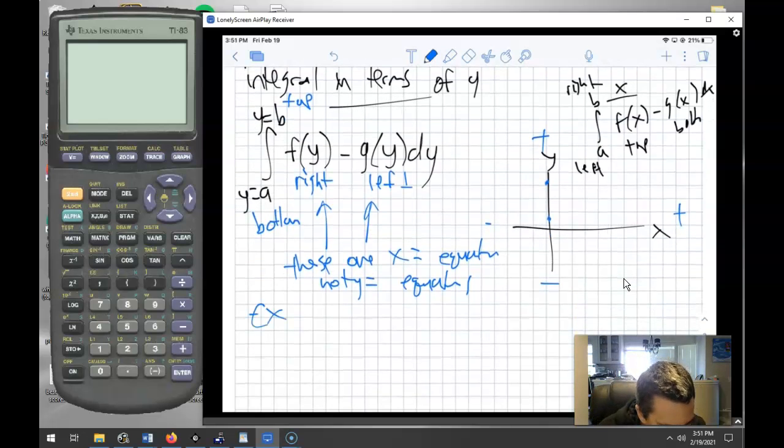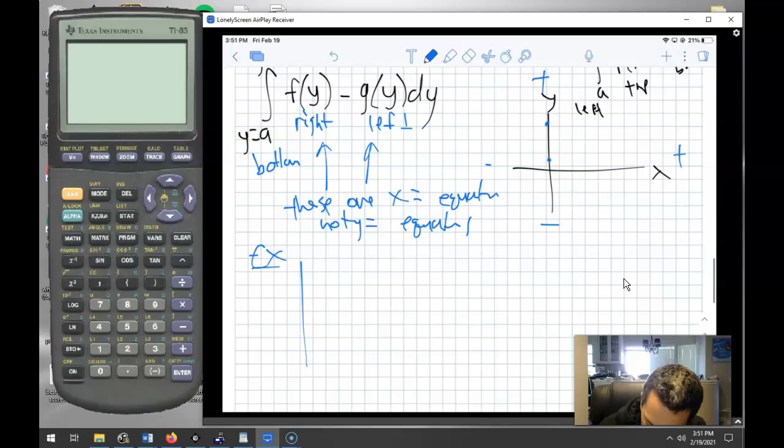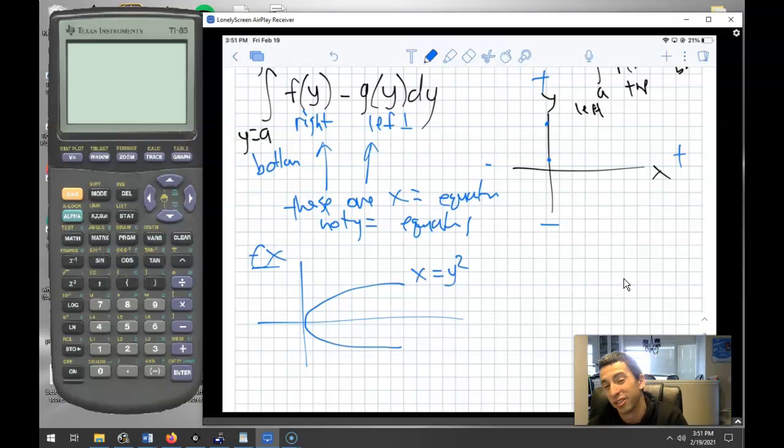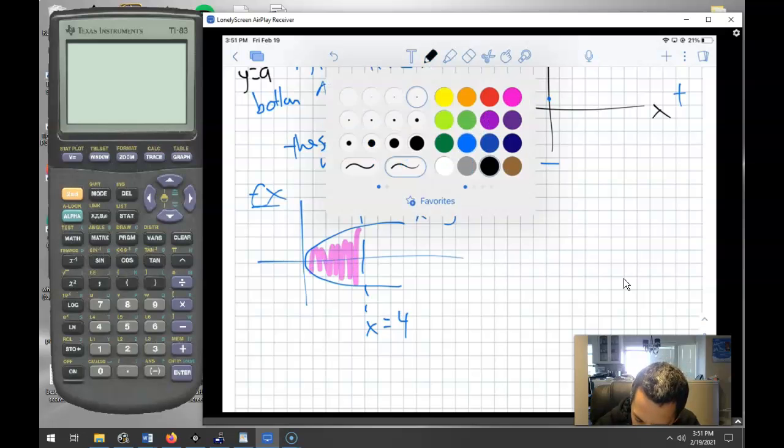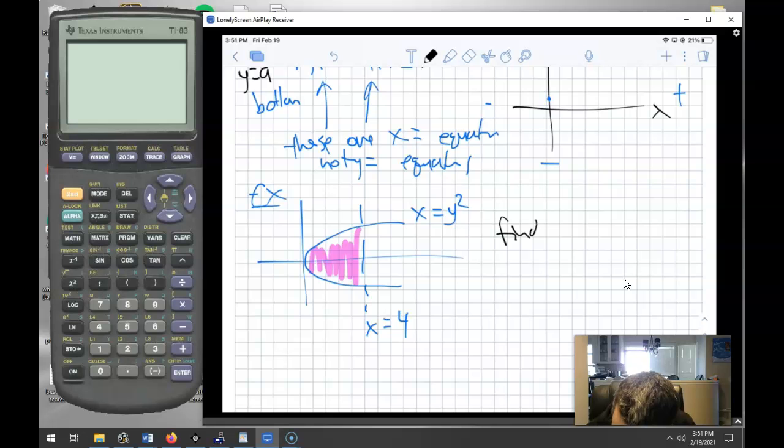So suppose, for example, I tell you here is the curve, right? And we have x equals y squared. So x equals y squared, of course, looks just like y equals x squared. It's just twisted 90 degrees. And then we also have the straight line up and down, x equals 4. Okay, and we're trying to find this pink region inside here. Okay, find the pink region.